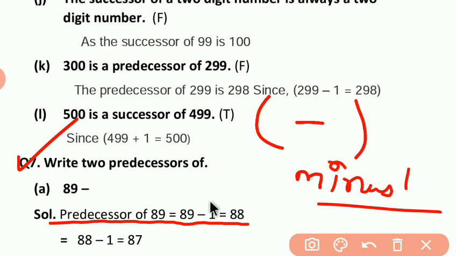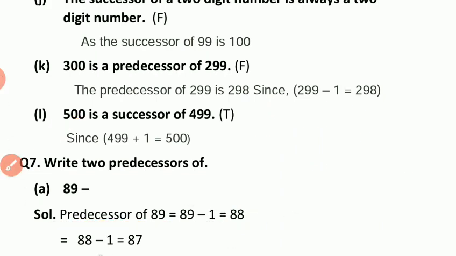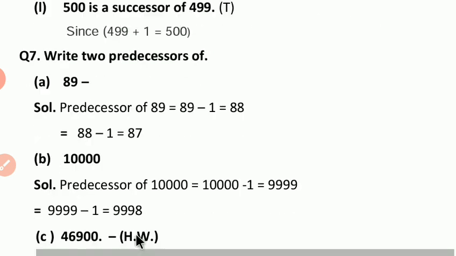But here it is given two predecessors, means before 88. So again we have to minus 1 from 88. So 88 minus 1, 87. So 88 and 87 are the two predecessors of 89.